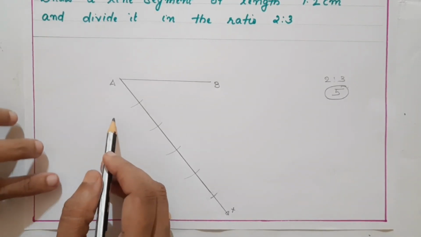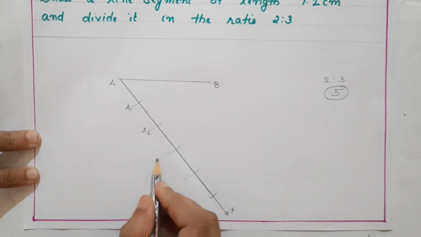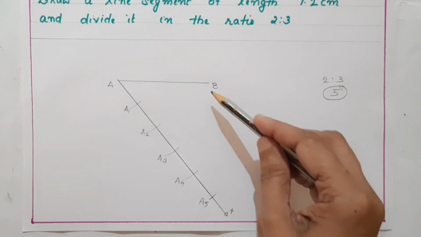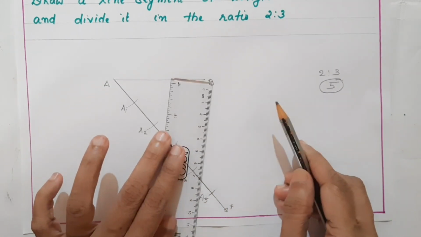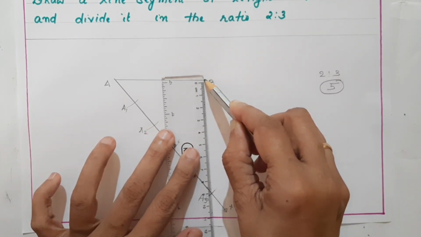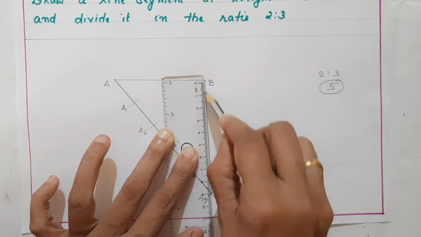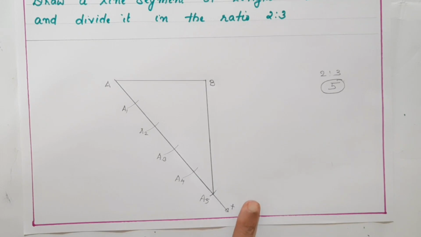Now what is the next step? We have to name these points as A1, A2, A3, A4, A5. This is fifth point. Now what is the next step? We have to join this B and this last point A5. Okay. So I am now going to join this. Okay, BA5 I joined.